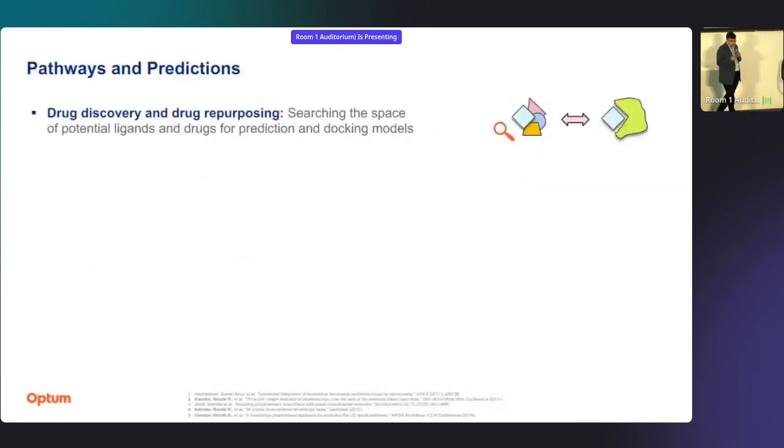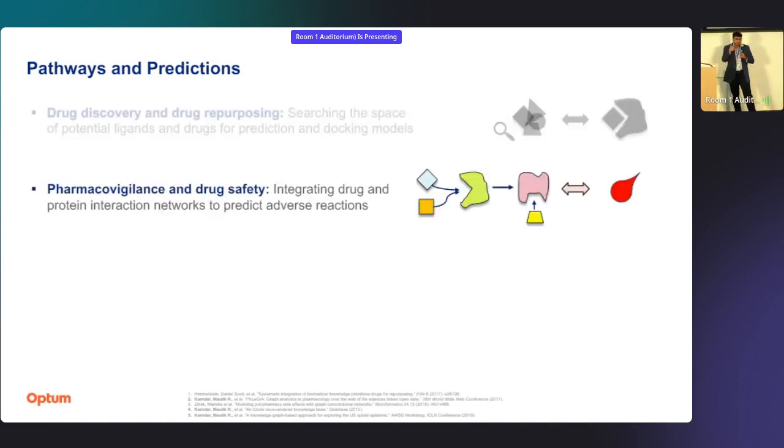And similarly, there are additional use cases, both from a clinical pathway point of view as well as for prediction models. For example, for drug discovery and drug repurposing, there was an amazing talk today. An idea can be, can we search the space of all the potential ligands and drugs so that we can identify the right set of ligands and drugs which can then be tested for prediction and docking models?